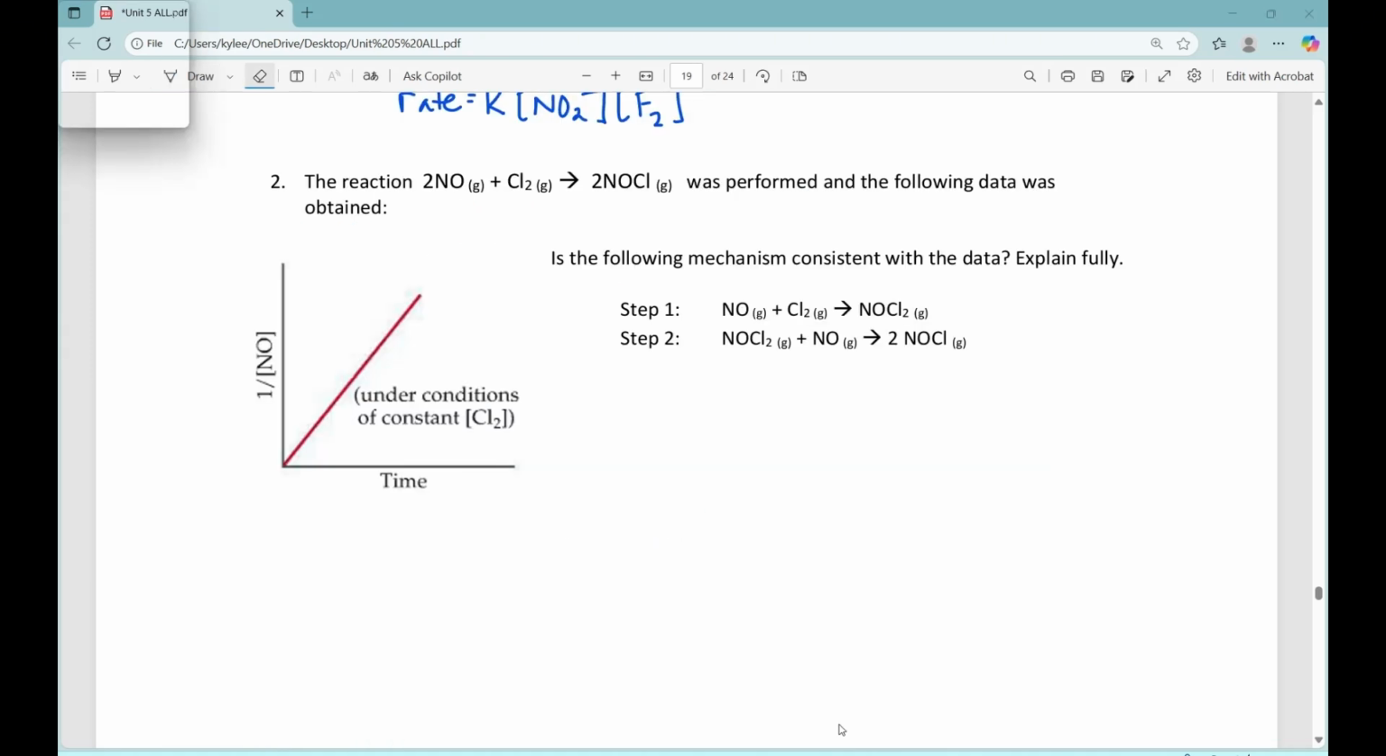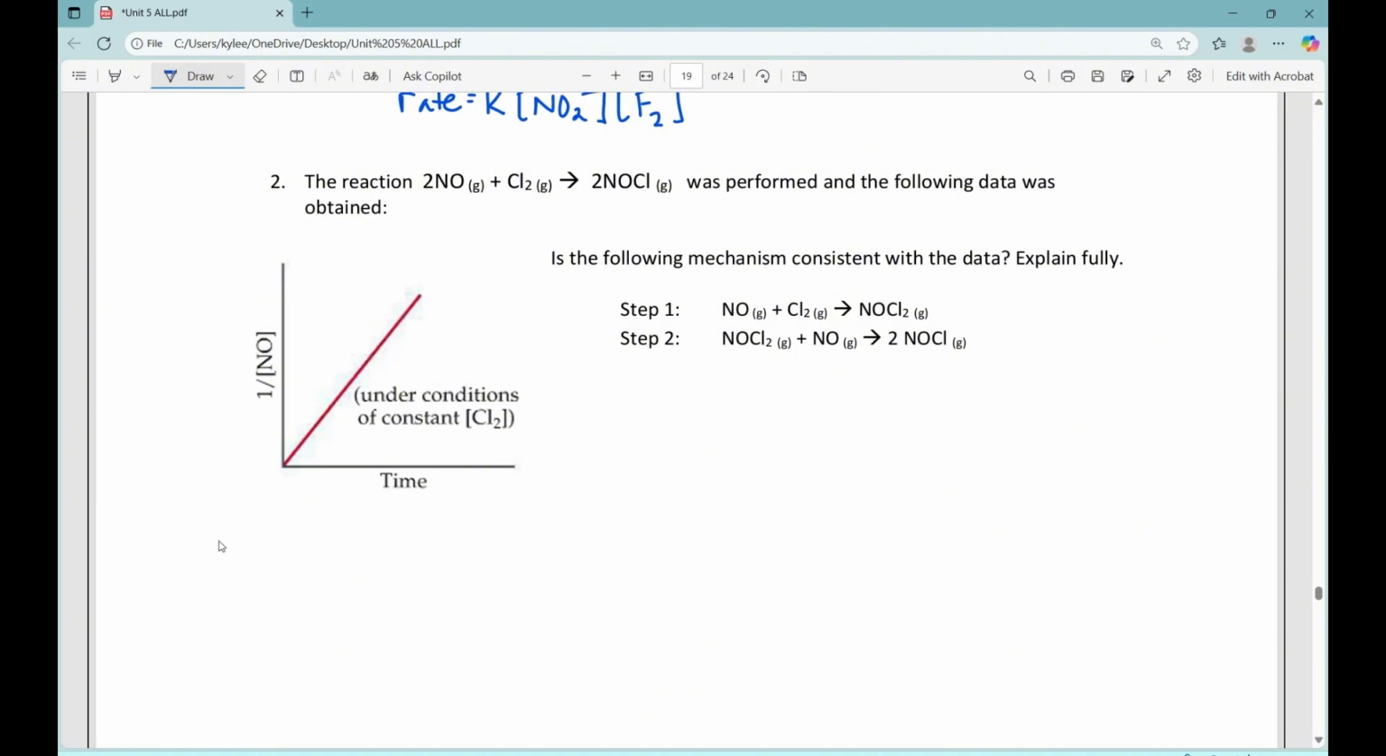Let's take a look here at number 2. On number 2, they give us a chemical reaction: 2NO plus chlorine gas goes to 2NOCl. It says it was performed and the following data was obtained, and the data that they give us is this graph. They also are asking, is this mechanism consistent with the data? And they want us to explain fully.